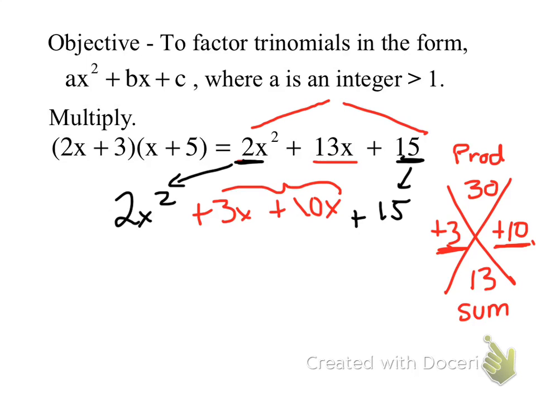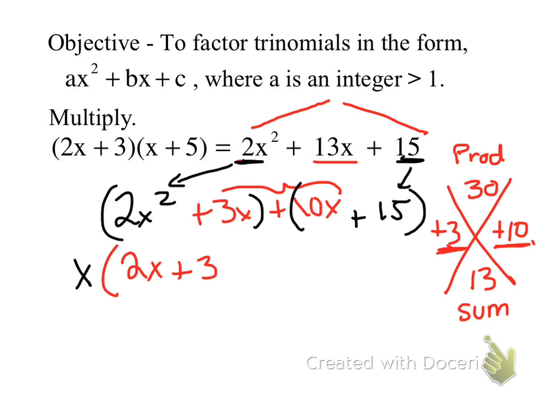Now the next thing we do, we're going to go right back to what we did. Now we have 4 terms. We're going to factor by grouping. Group the first 2. Group the second 2. What can I factor out of 2x squared plus 3x? Okay, I can take out an x. And I'm left with what? 2x plus 3.